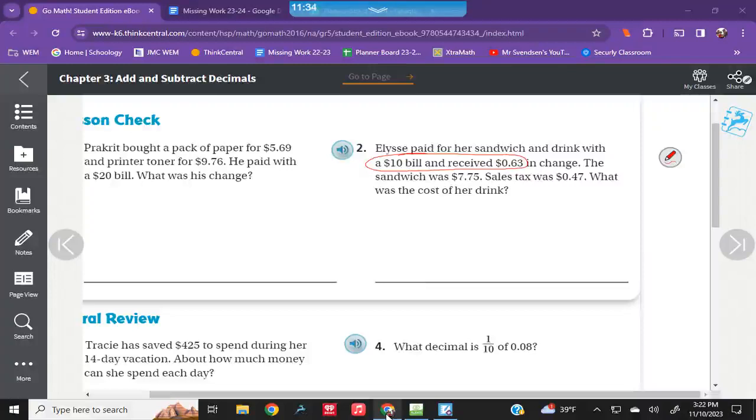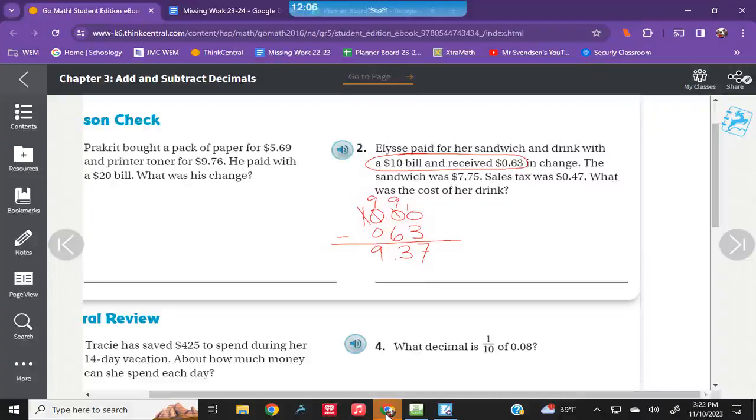So to find out what the total was, we have to figure out what 10 take away 63 cents is. Okay, so we get there, 9. 10 take away 3 is 7. 9 take away 6 is 3. 9 take away 0. So her total bill was $9.37. So this is for her drink and her sandwich.